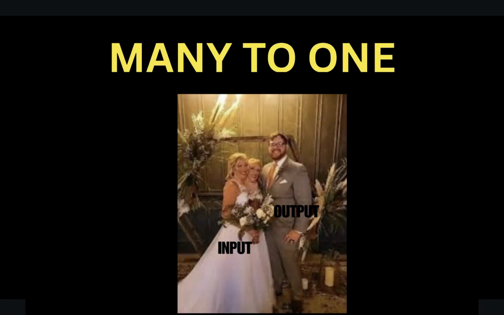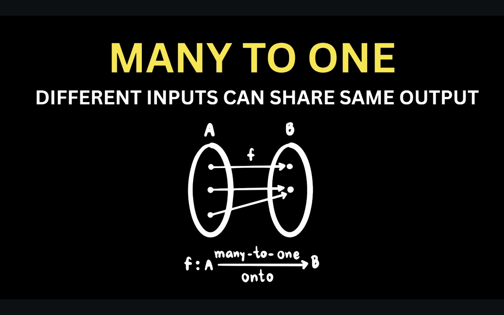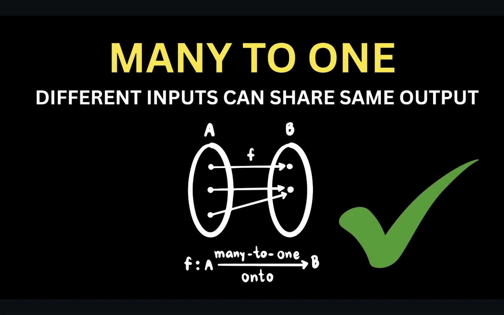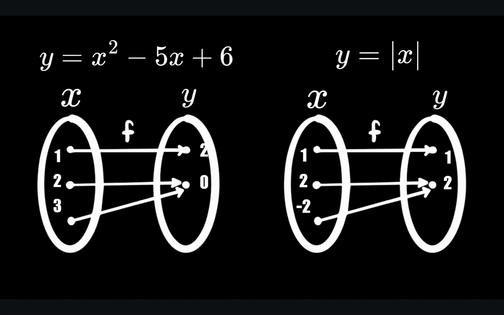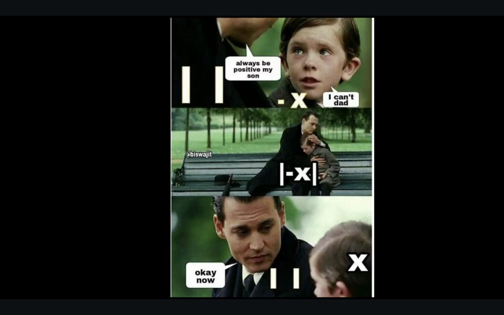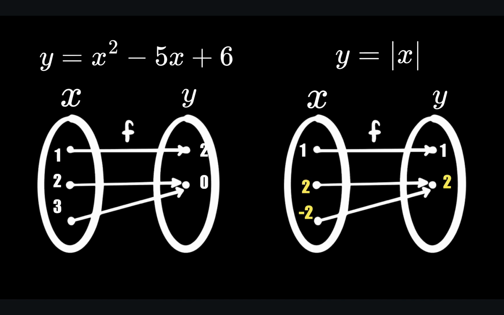You also have the many-to-one relation, which means that different inputs can share the same output. It is still a function as one input has one output. And here are two examples. Wait, what's this bracket? It is just a modulus sign which turns every negative value into positive. So as you can see, the 2 remains as positive, whereas the negative 2 turns to positive 2.